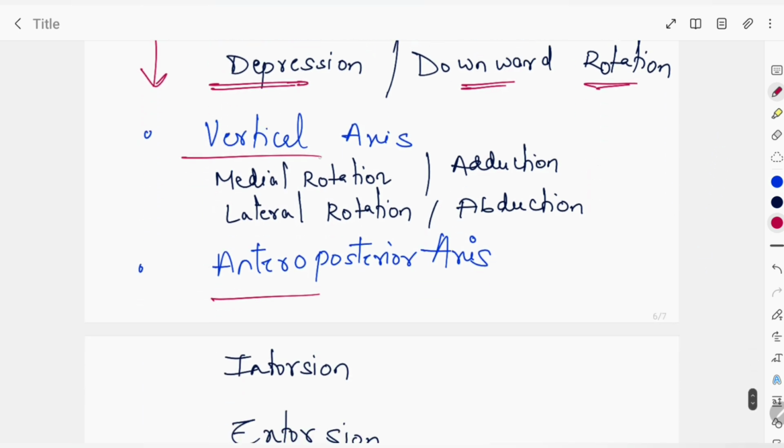Now on the vertical axis, the rotation is the medial rotation, medial rotation or the adduction. How will we show the adduction?